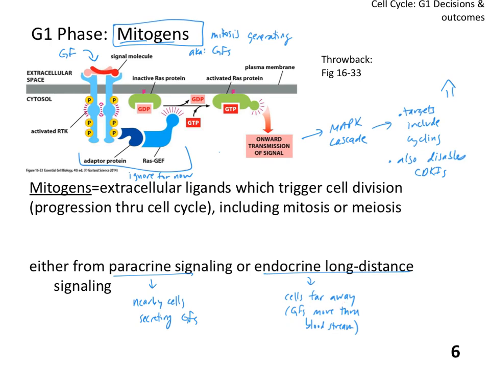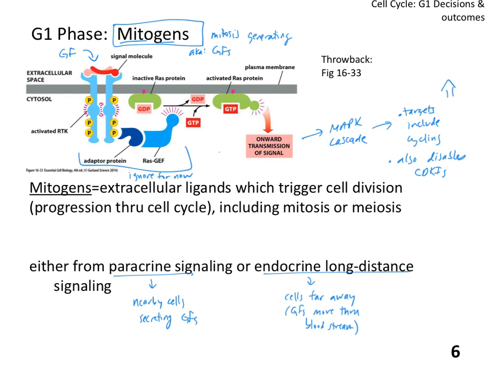or they could be from endocrine long-distance signaling when cells are far away, and then growth factors would move through the bloodstream. As a quick flashback to this cell signaling pathway, growth factor, the extracellular ligand, is shown here in red. This is our receptor tyrosine kinase that's activated. We're going to ignore these steps right now, though they're still happening. And then what we're going to pick up with is to talk about the MAP kinase cascade. So you definitely need to know this first part about growth factor and RTKs, and then we're going to skip these parts, go to MAP kinase cascade.